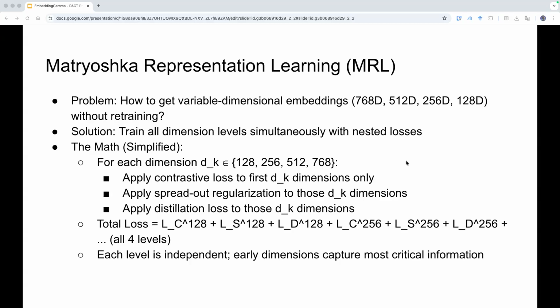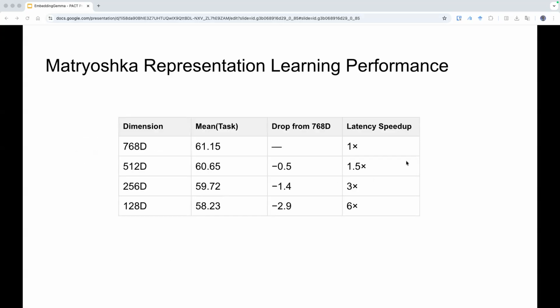This is done by OpenAI as well for their text embedding model, but it is not prevalent in open weight models. This is something that started from last year to this year.